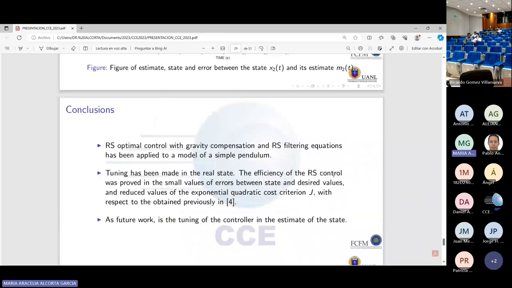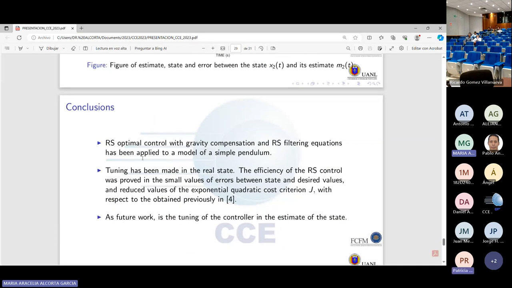And as conclusions, the risk sensitive optimal control with gravity compensation and the risk sensitive filtering equations have been applied to a model of a simple pendulum. Tuning has been made only in the real state. The tuning in the estimate is future work. The efficiency of the risk sensitive control was proved by the smaller values in the errors and smaller values in the exponential quadratic cost criterion J with respect to those obtained previously in reference four.